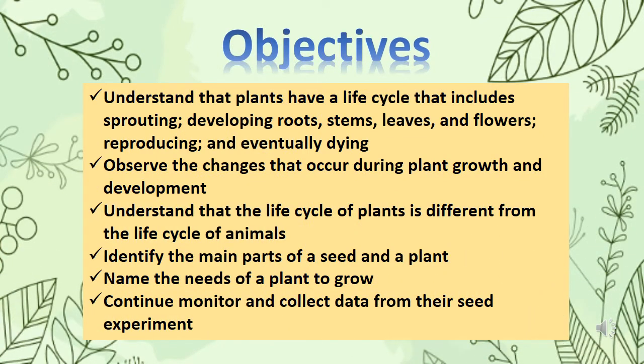The objectives for this lesson are the following. Understand that plants have a life cycle that includes sprouting, developing roots, stems, leaves, and flowers, reproducing, and eventually dying. Observe the changes that occur during plant growth and development. Understand that the life cycle of plants is different from the life cycle of animals.